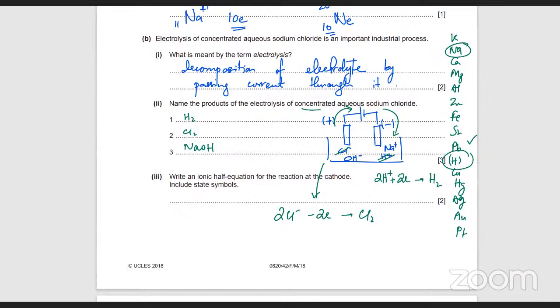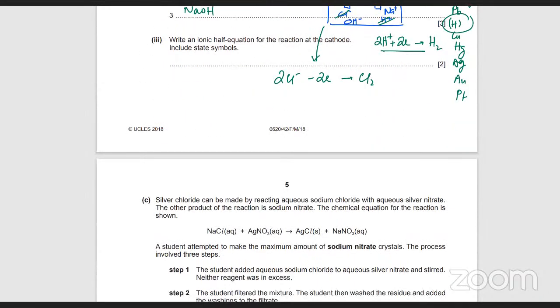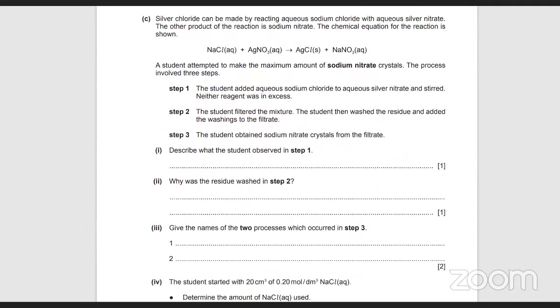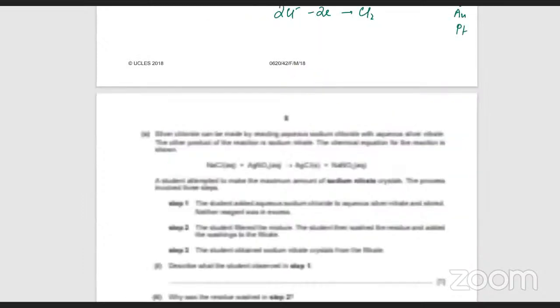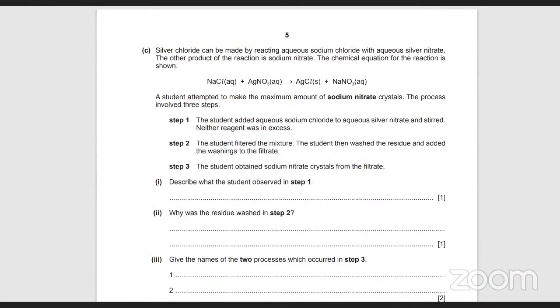So ionic equation for the equation at cathode, that's this one. Okay, we already wrote that down. Is the previous one clear? Yes. The next part is silver chloride.